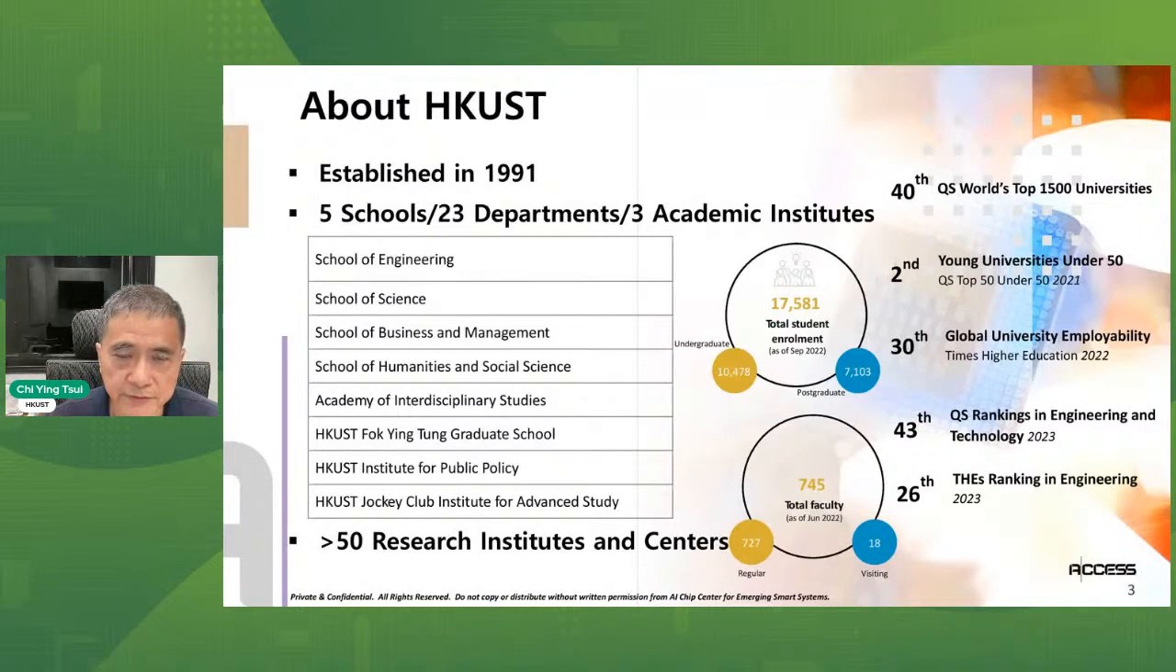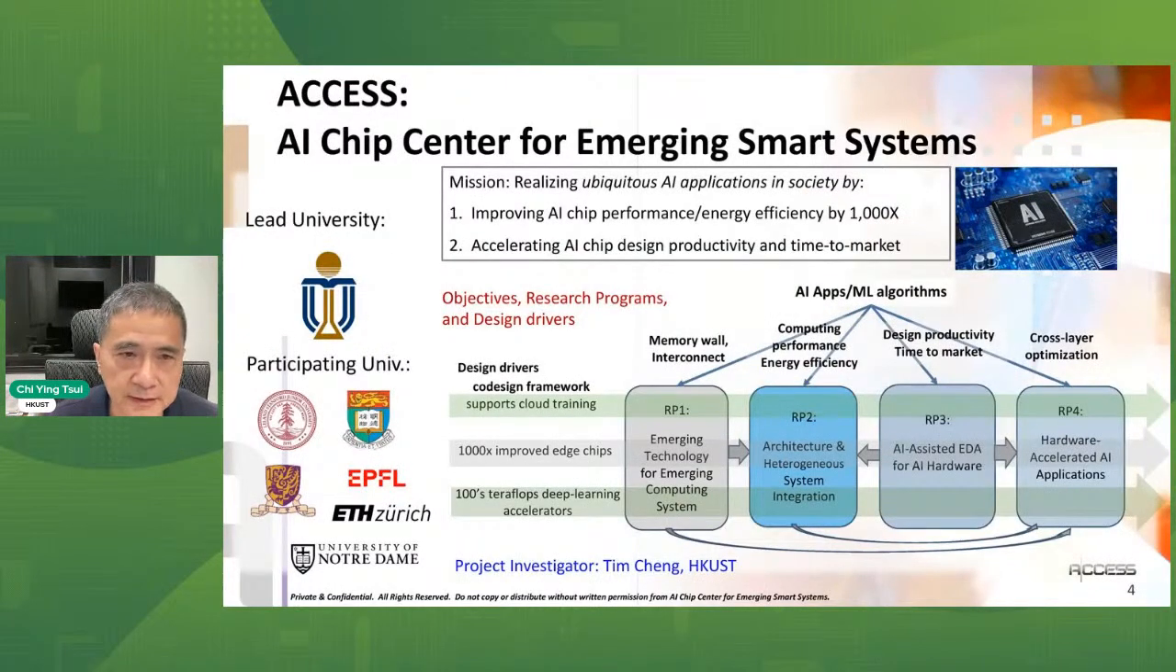I also want to give you an idea of the unit where this work was done, called ACCESS, the AI Chip Center for Emerging Smart Systems, which is supported by the Hong Kong government with about $60 million. The mission is to design AI hardware accelerators that can improve performance or energy efficiency by 1,000 times, and also accelerate AI chip design productivity and time to market.